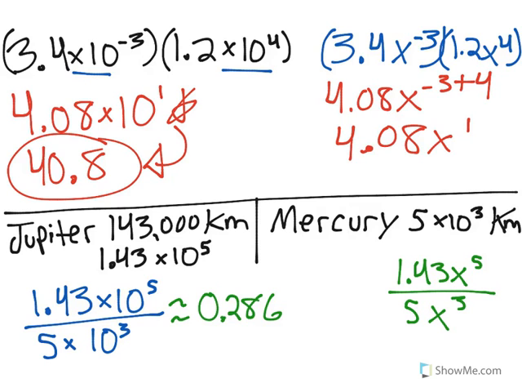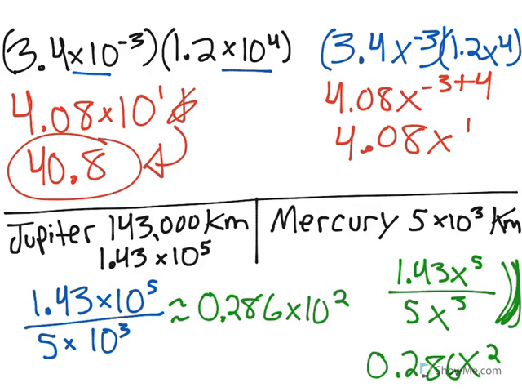So if we were doing the example on the right side, we would do 5 minus 3, which would give us 2, so we have x to the second power, 0.286. And now same thing on the right side, but instead it's going to be times 10 to the second power, since 5 minus 3 is 2. So this isn't proper scientific notation.